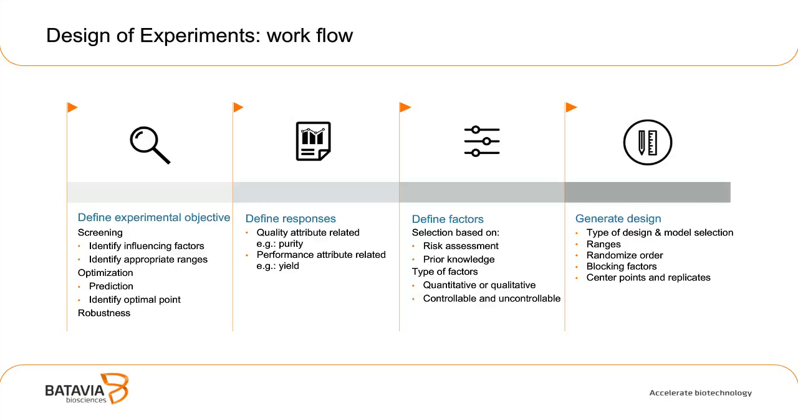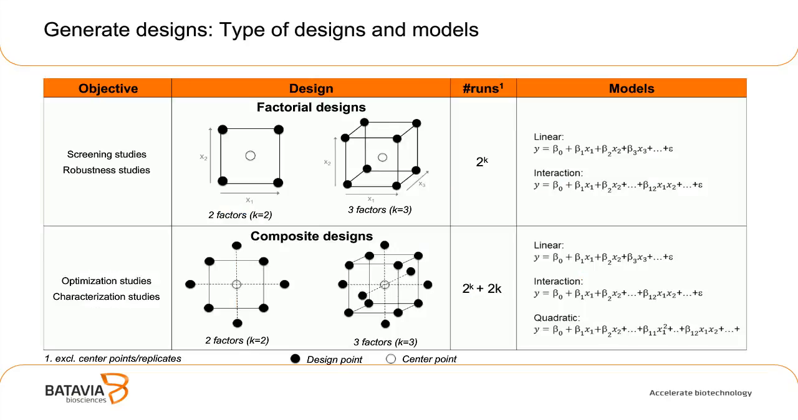So if you look at the next slide, if you want to select a design, you'll have to think again about, okay, what was the objective I want to have? Because not every design is suitable, for example, for optimization objectives. There are a lot of different designs, but in this slide I show you the two basic designs to explain how a design looks like and how the models are related to the designs.